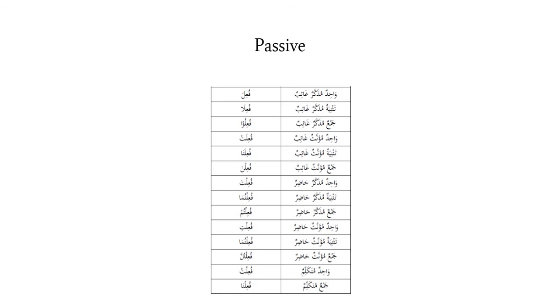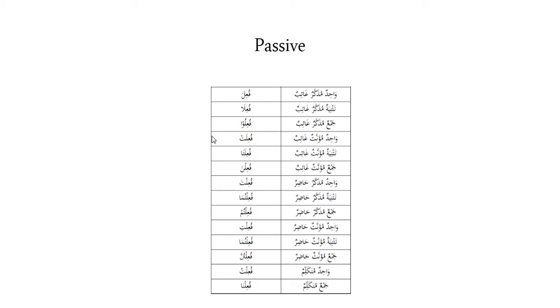Okay, so the table we learned previously was the active table. This is the passive table. The difference in translation is that the active translates as he did. The passive translates as it was done. Okay, so one is he wrote the book, the passive one is the book was written. Okay, so the pattern here is fu'ila.